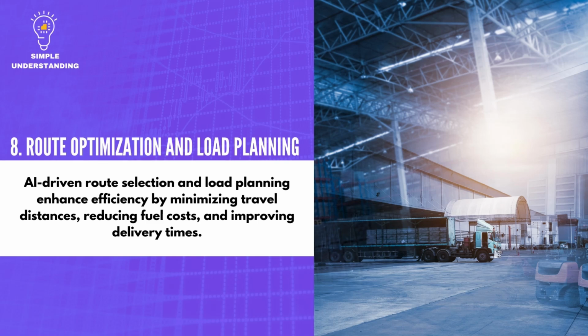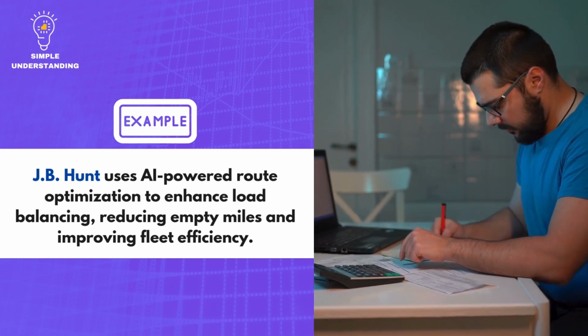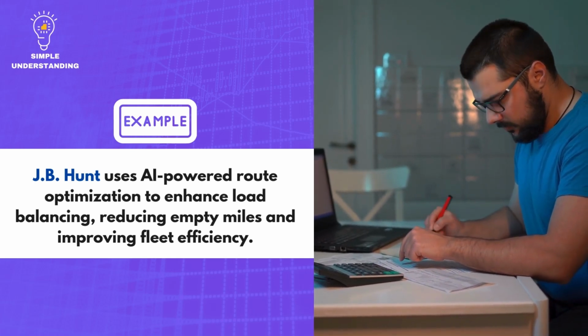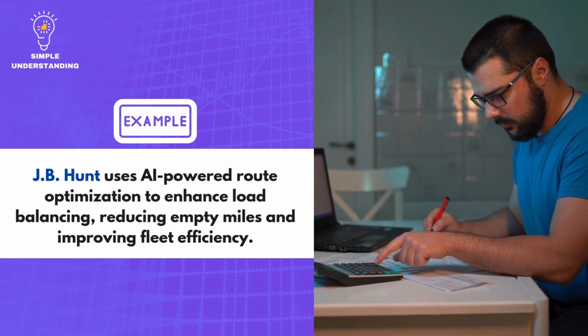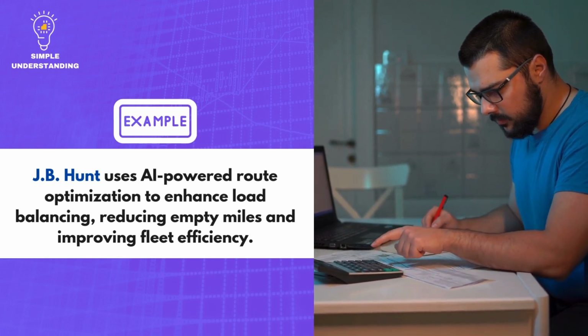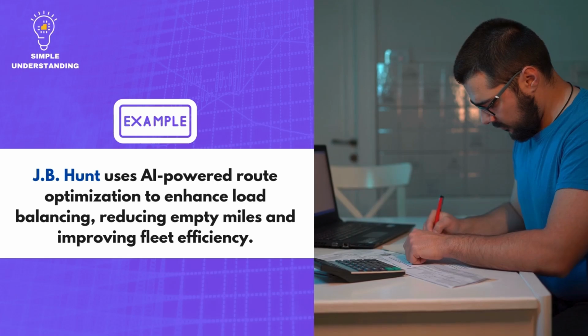Explanation. AI-driven route selection and load planning enhance efficiency by minimizing travel distances, reducing fuel costs, and improving delivery times. Real company example. J.B. Hunt uses AI-powered route optimization to enhance load balancing, reducing empty miles, and improving fleet efficiency.